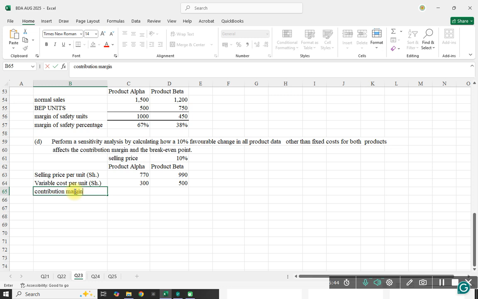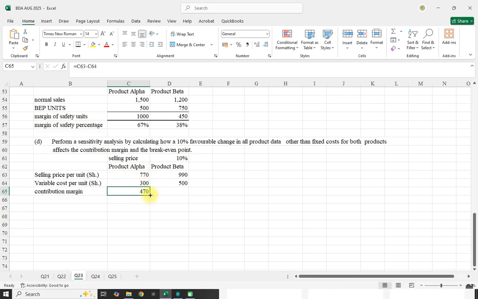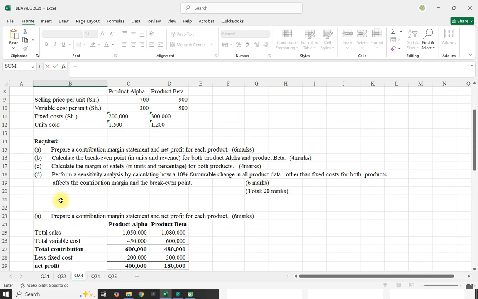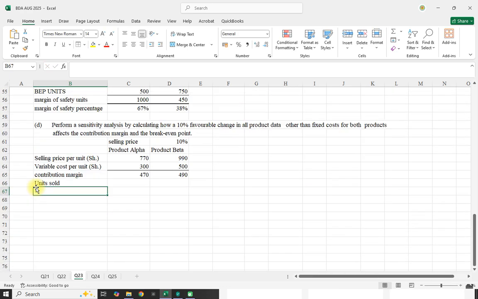Okay, so we shall see that. Contribution margin, therefore, in this case, will be this minus this, and we'll get our contribution margin that way, because I just need the contribution margin and the break-even point. Assuming we go with the original, our normal sales, the units sold are not changing.